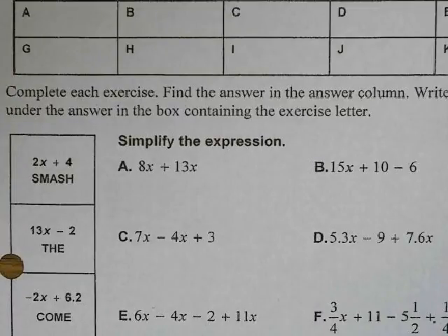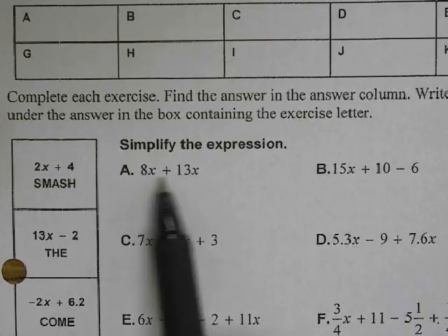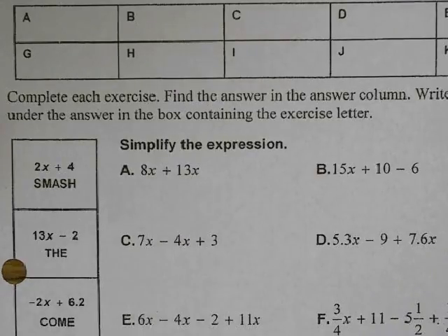So let's start with A. If we look at our notes, we'll see that our first step was to do any kind of keep, change. And when we look at this, is there any subtraction to worry about? There's not, so we're good to go. Now we want to identify our like terms and then combine the ones that are alike.